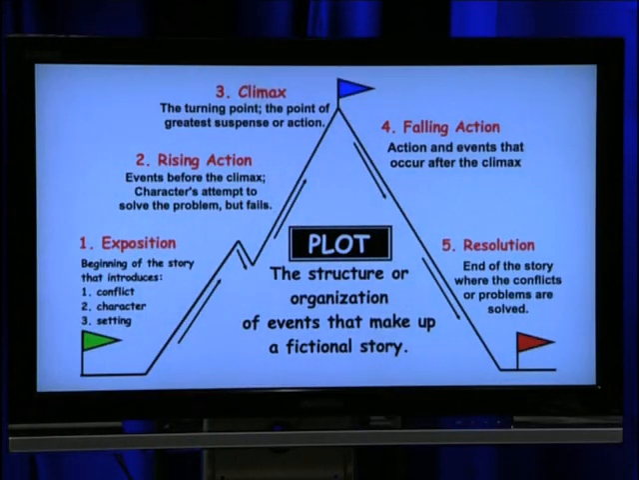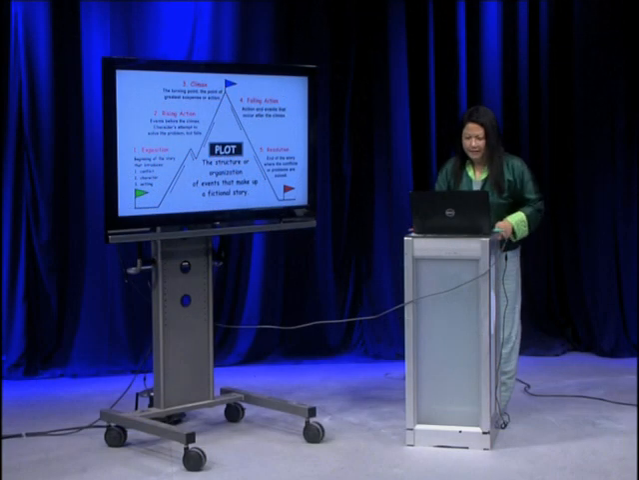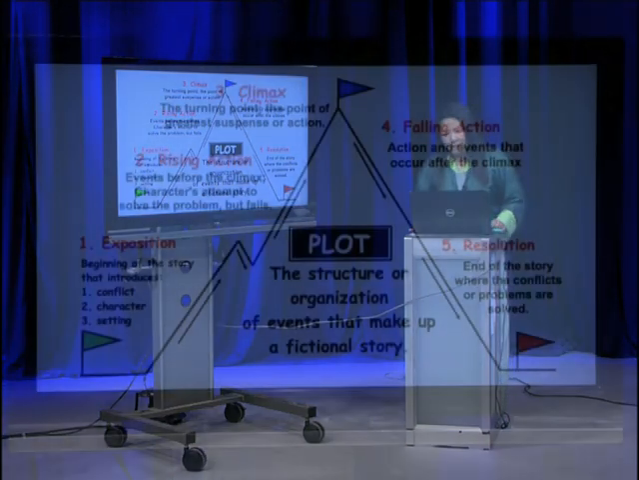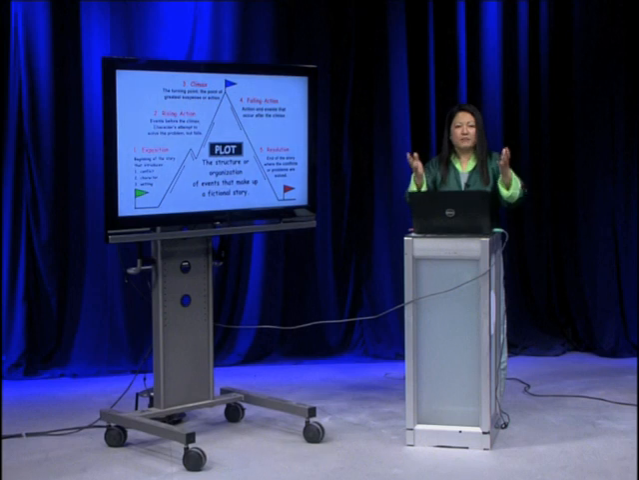Number 2, rising action. What is rising action? Events before the climax, characters attempt to solve the problem but fail. Here in rising action, the characters find ways and means to solve that problem. And the next is climax. It is the turning point. It is the point of greatest suspense or action. You can just say the climax is the highest point of the conflict. Next is falling action. Action and events that occur after the climax. And finally, we have the resolution. Resolution is the end of the story. In resolution, the conflict, the problem gets solved.